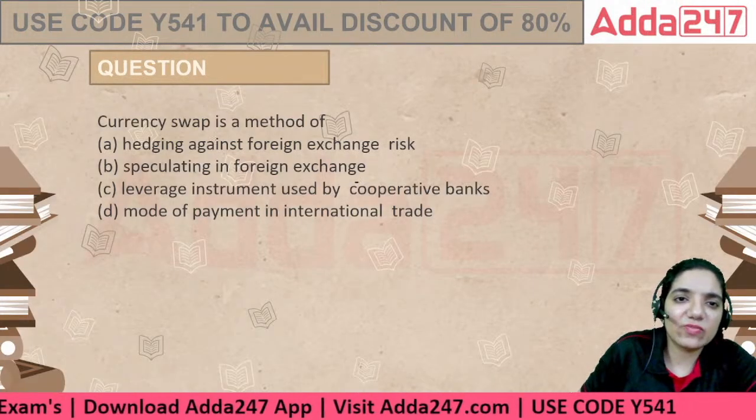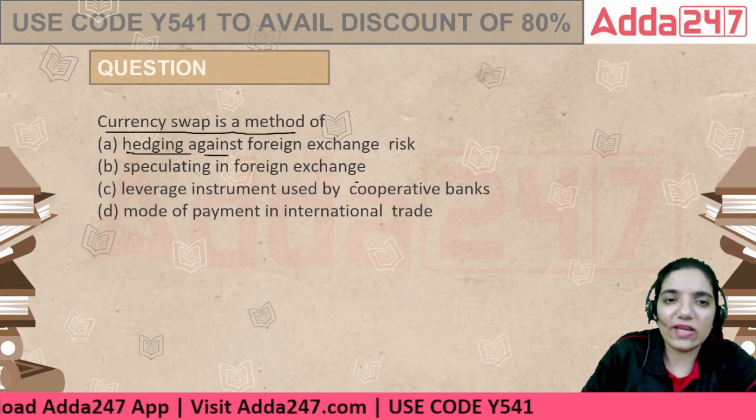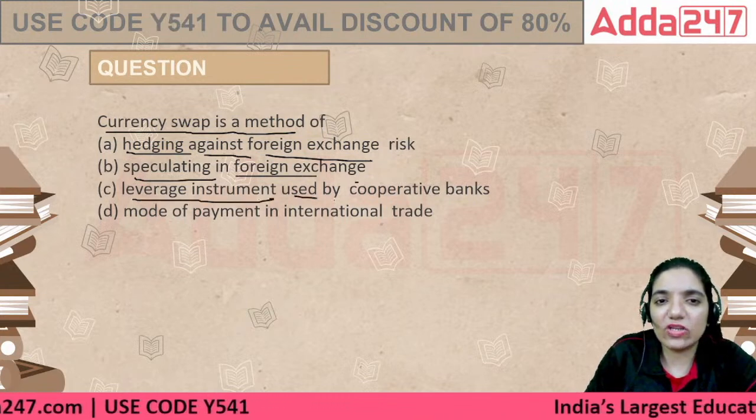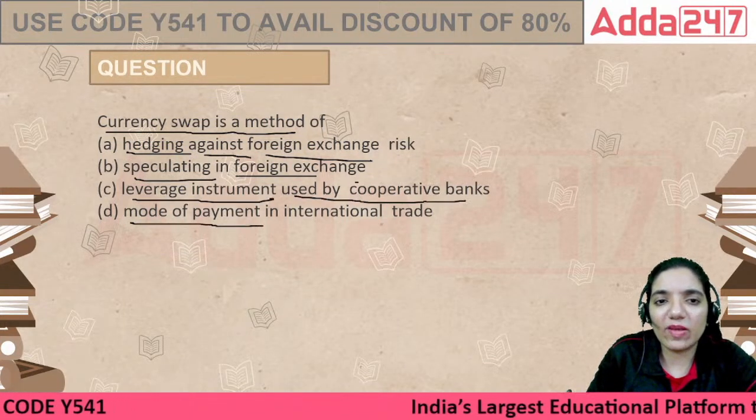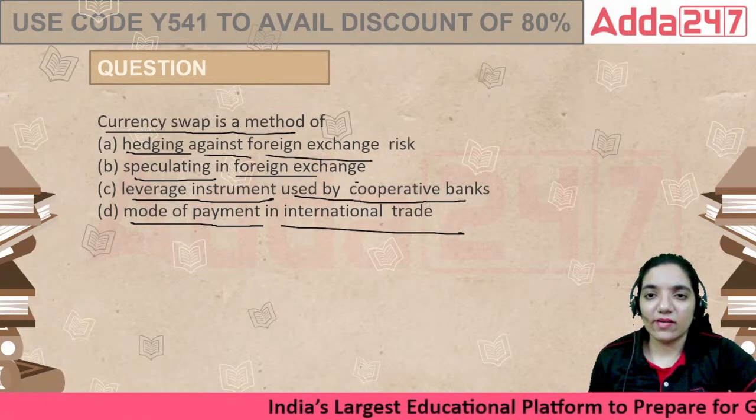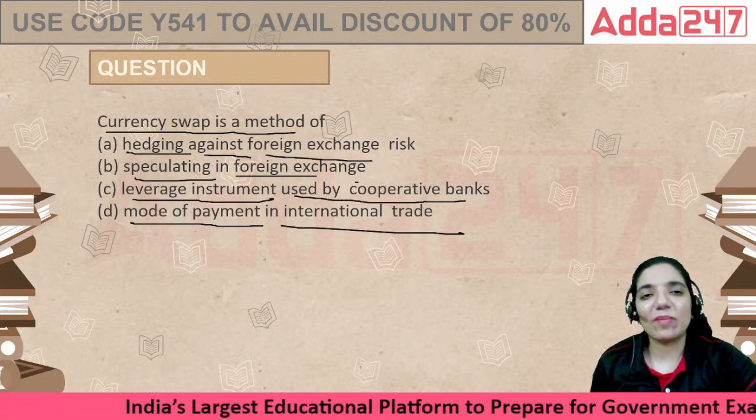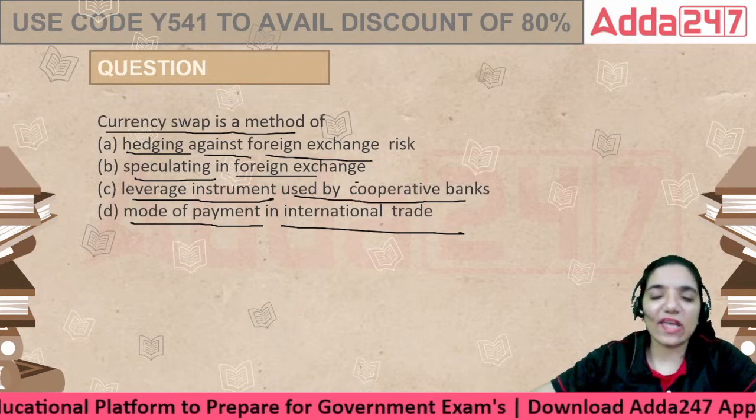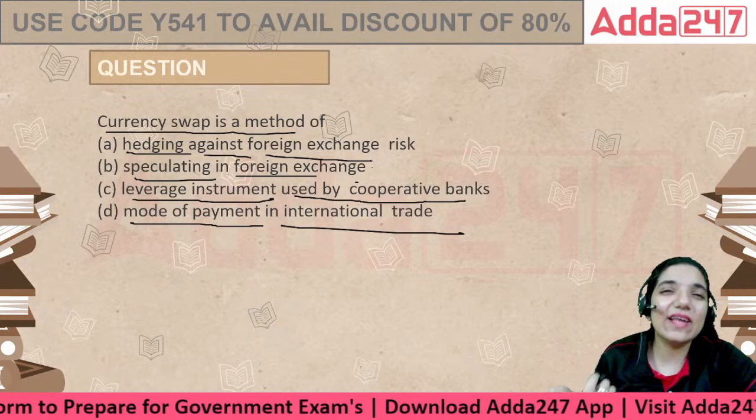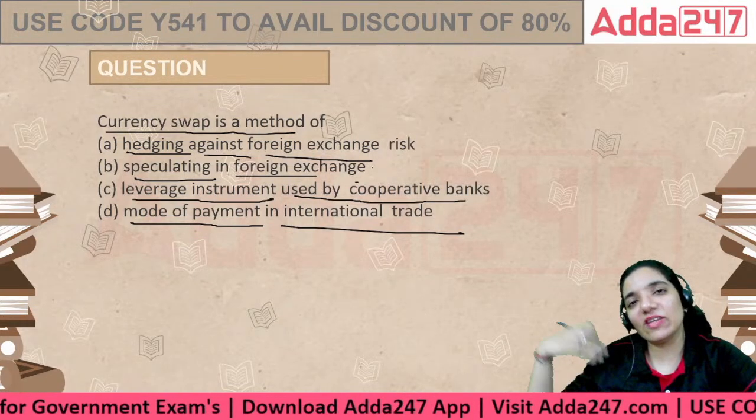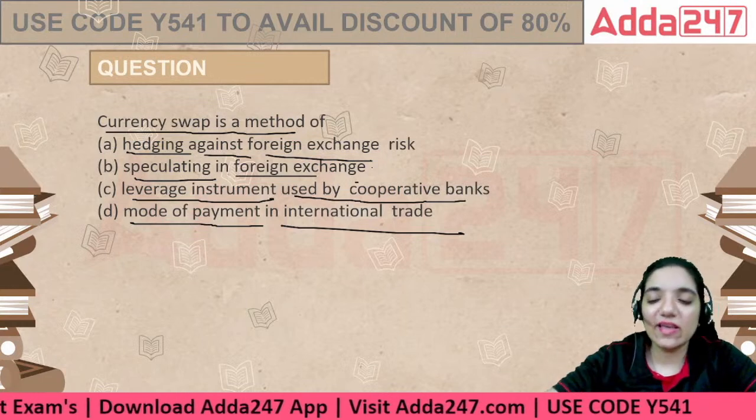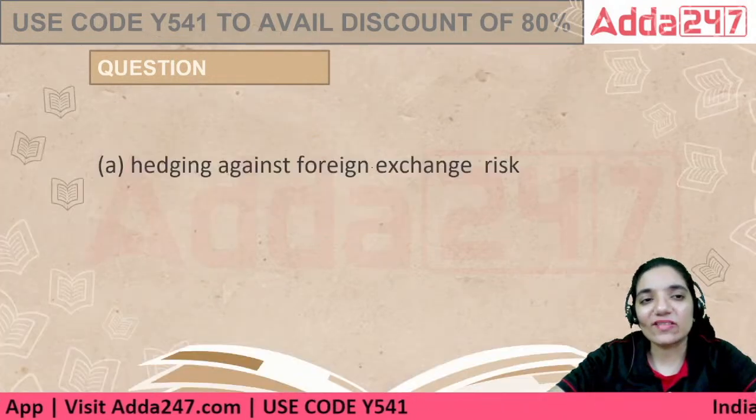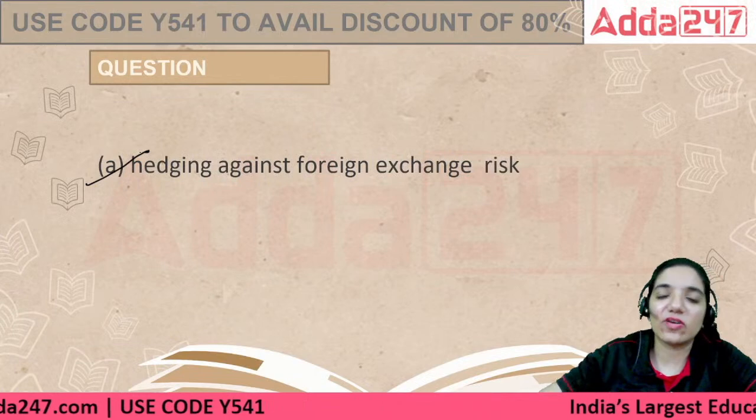Okay, the currency swap is a method of hedging against foreign exchange risk, or speculating in foreign exchange, or a leverage instrument used by cooperative banks, or a mode of payment in international trade. Currency swap is basically done when we are scared about any currency that can lead to a loss. So what we do is we purchase a particular currency in order to sell it in the future. We are scared we can lose money because of the change in the price of the currency. So the correct answer would be A, hedging against foreign exchange risk.